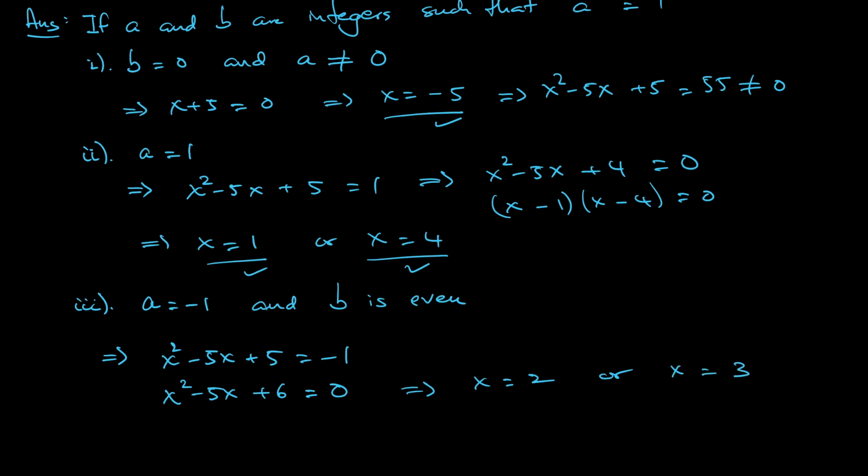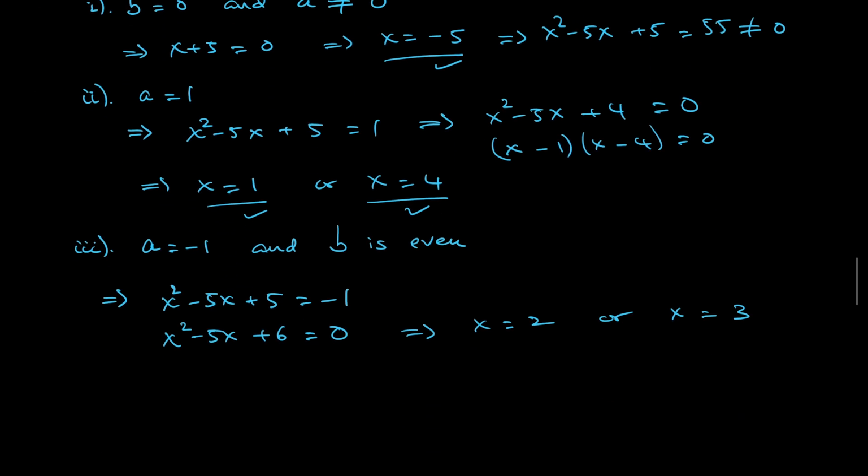Okay, I need to check. I need to make sure that the power is an even number. What is the power again? The power is x plus 5. So x plus 5 here is 7, and x plus 5 here is 8. This is odd, so you need to reject.